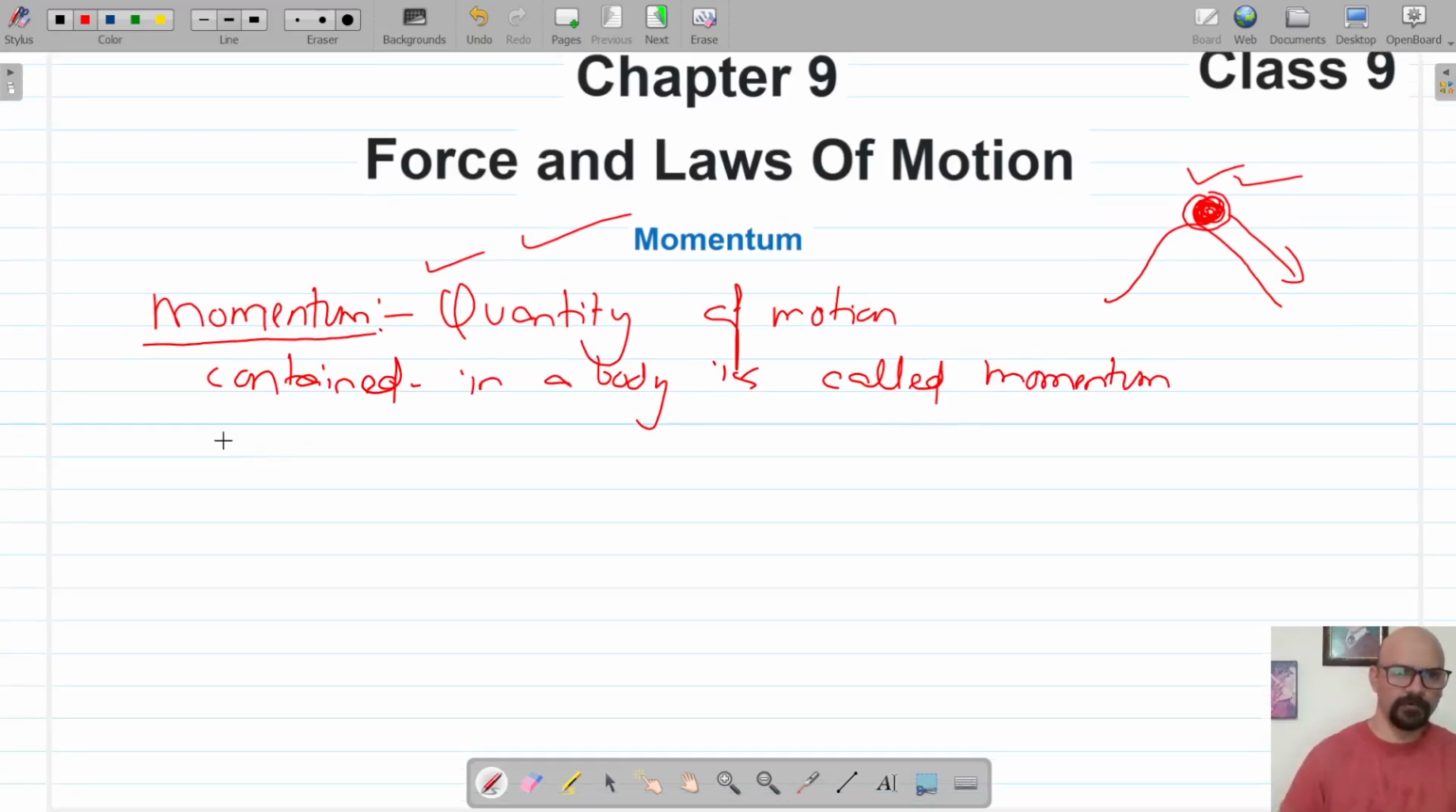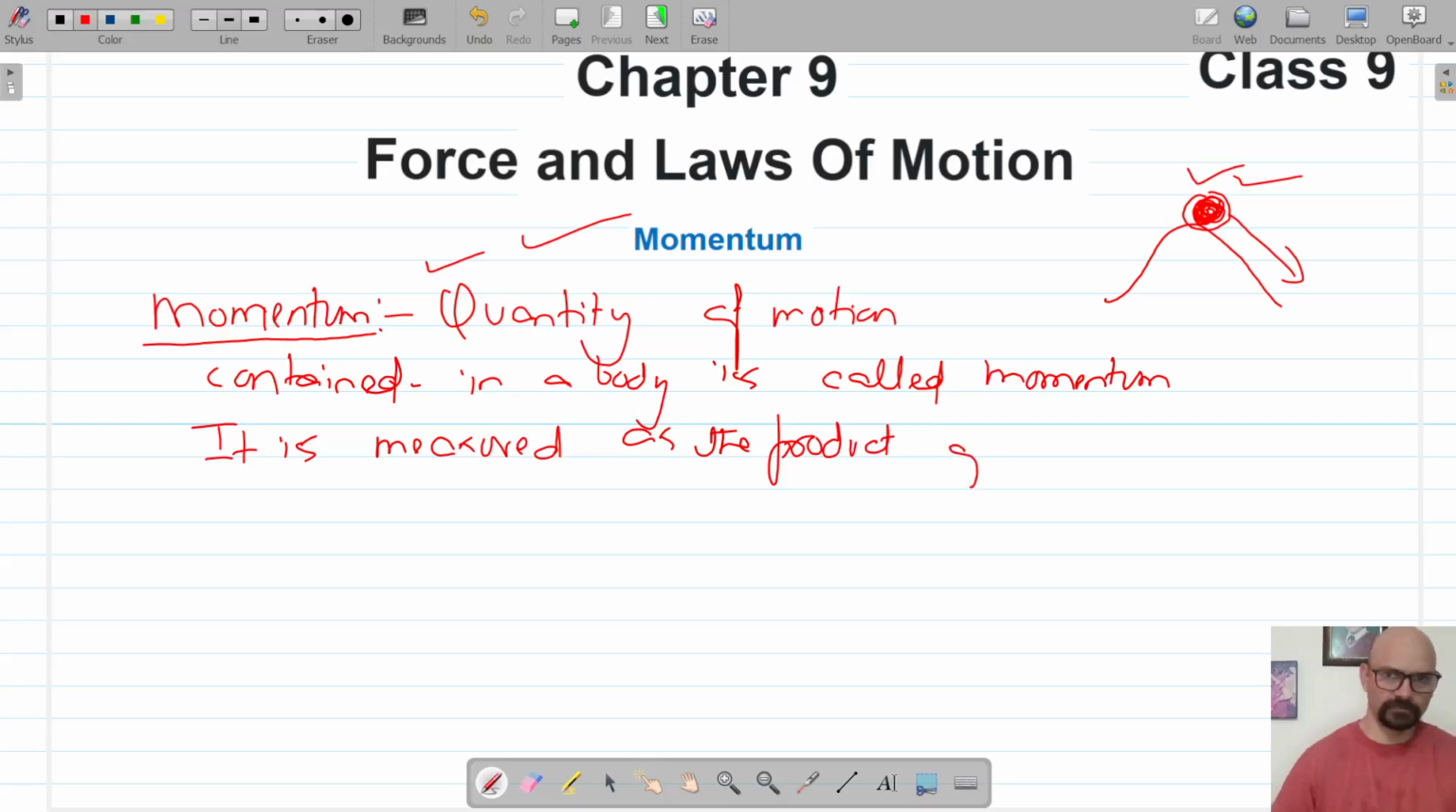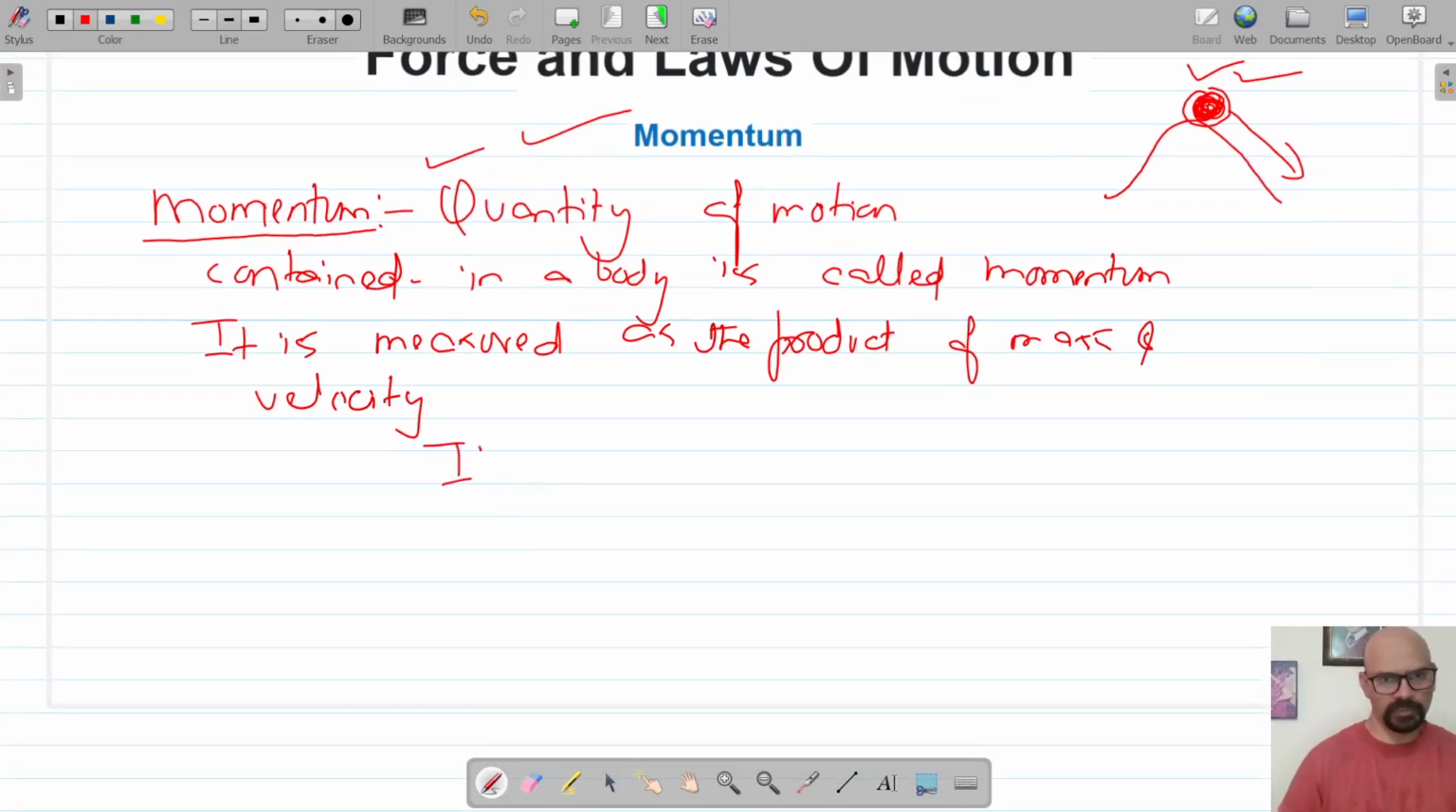momentum. Now, how do we measure this? Because it's a quantity of motion, so we have to measure this. So it is measured as the product of mass and velocity. Because we are measuring it, we have to denote it as well. And it is denoted by small letter p. So momentum is small letter p.